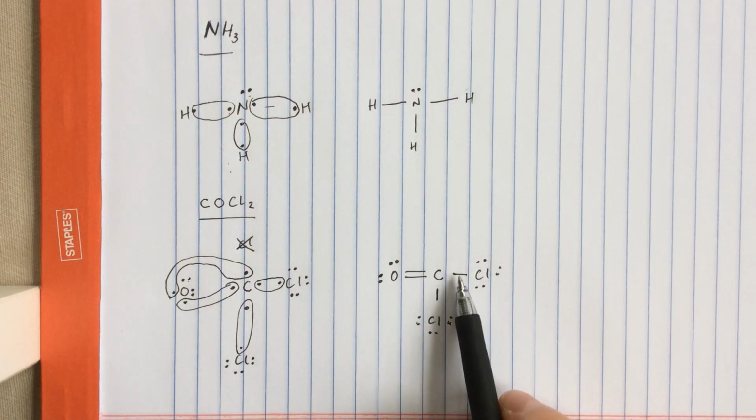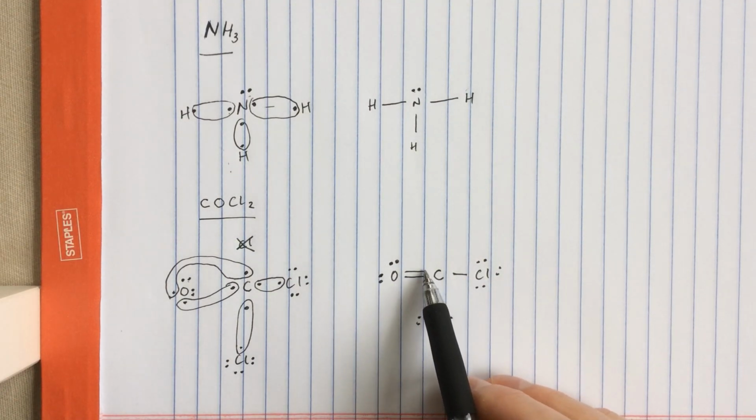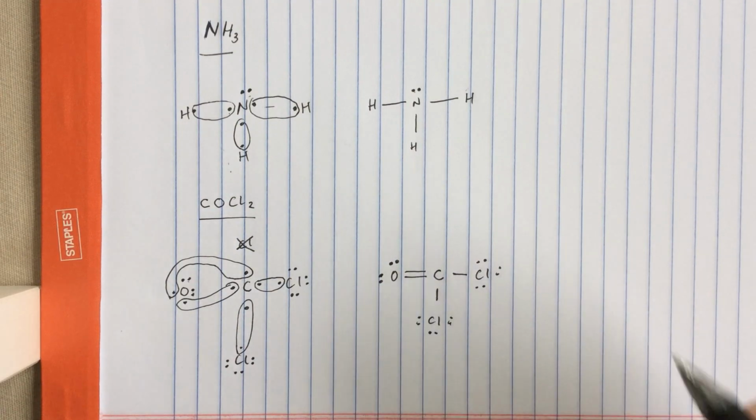Chlorine, 2, 4, 6, 8. Same exact thing down here. Carbon, 2, 4, 6, 8. Oxygen, 2, 4, 6, 8. So that one is also good. And I think we're going to try and do one more, just so you guys get one extra example.